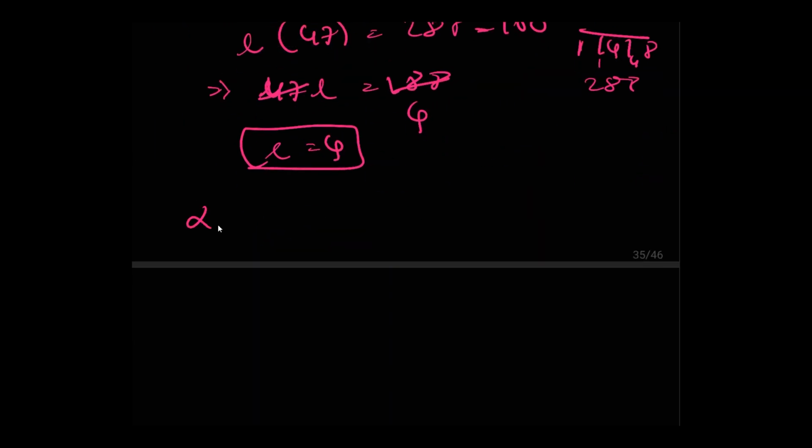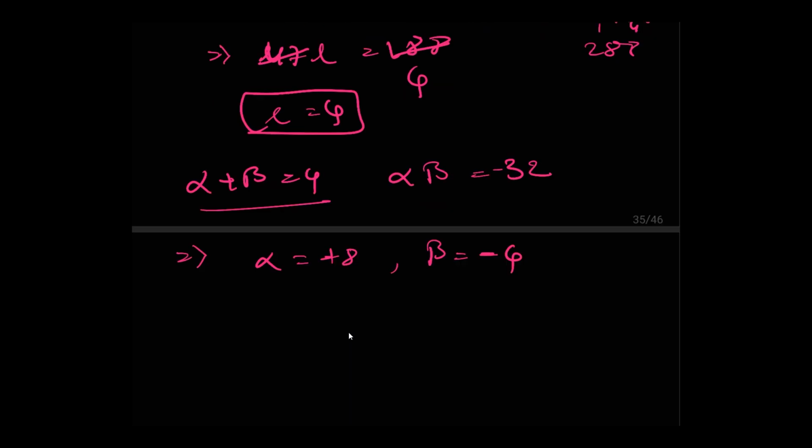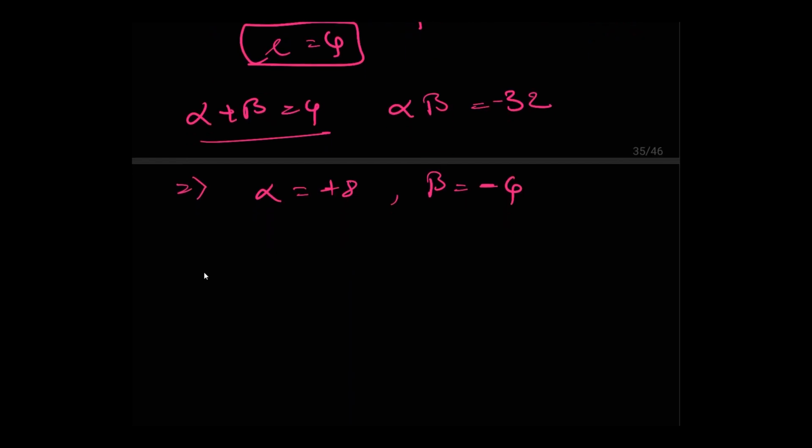That means we got alpha plus beta as 4 and alpha beta as minus 32. From these two we get alpha as minus 8, alpha as 8, beta as minus 4. You can also solve this by squaring alpha beta and substituting like a quadratic equation. Now we got L as 4. That means M will be 14 from equation number 2.